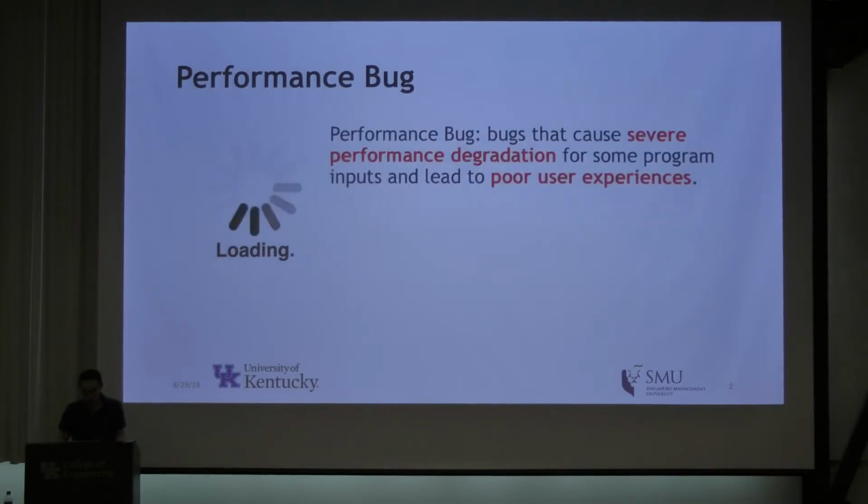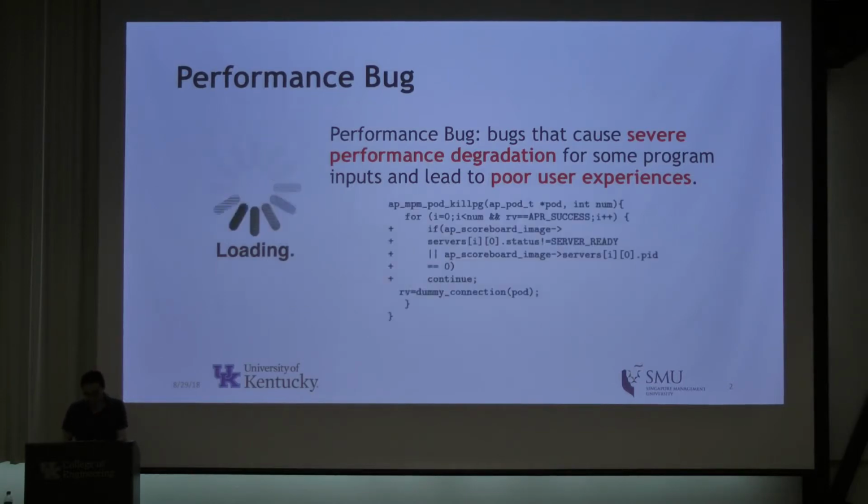When I'm talking about performance bugs, I'm referring to the bugs that could cause severe performance degradation for some program input. And this normally leads to very poor user experiences. For instance, the code snippet that we're looking at right now is about an Apache performance bug. Because of the faulty code, the restore process of Apache takes minutes instead of seconds.